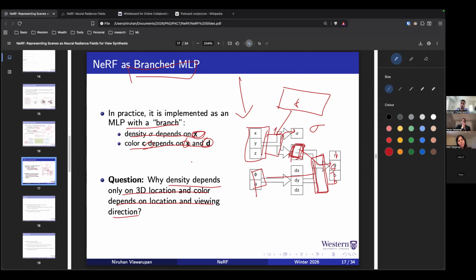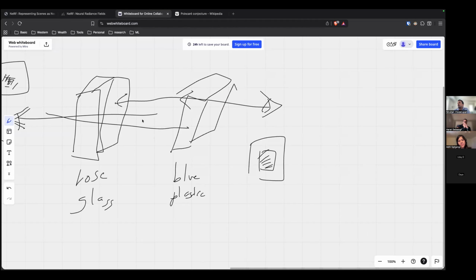But just based on the example you gave earlier with the rose-colored glass and the plastic, depending on where you view it from, the color that is going to appear is going to be different, right? Yes, but the density is a function of each point in space. So whether we are looking at it from here, you are on the right track.